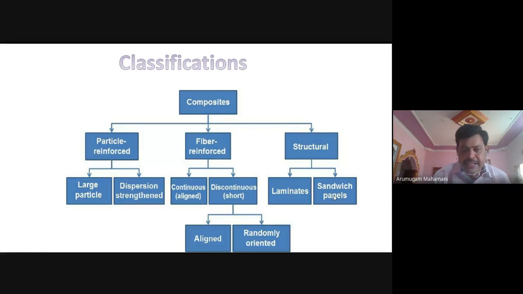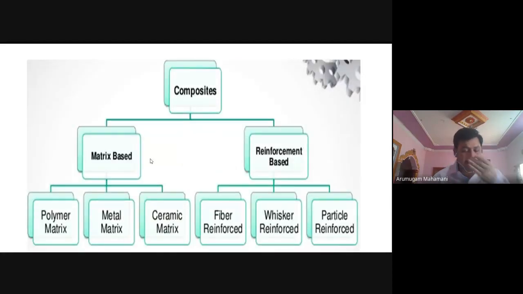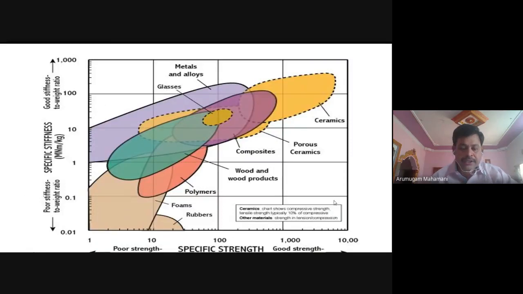Again, the classification of composite with respect to matrix and reinforcement. Matrix based: polymer matrix, metal matrix and ceramic matrix. Reinforcement based: you have fiber reinforced, whisker reinforced and particle reinforced. Next, I want to discuss an important composite material.